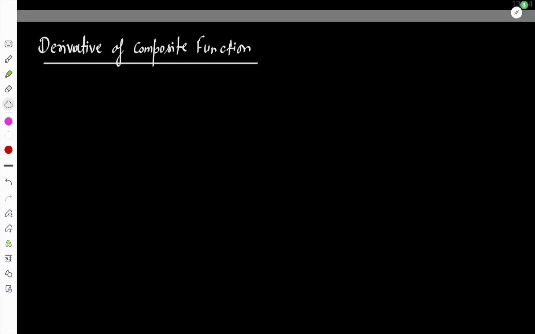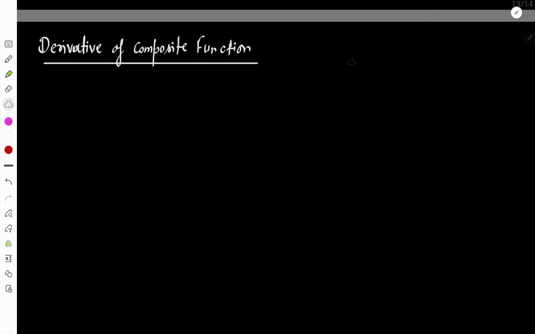Here we are going to discuss the derivative of a composite function. After that, we will be discussing the chain rule and some methods to find differentiation of the function in different situations. Okay, so let's start.